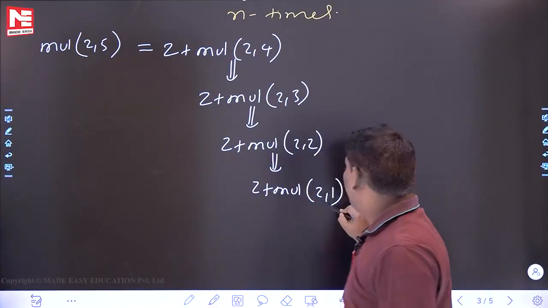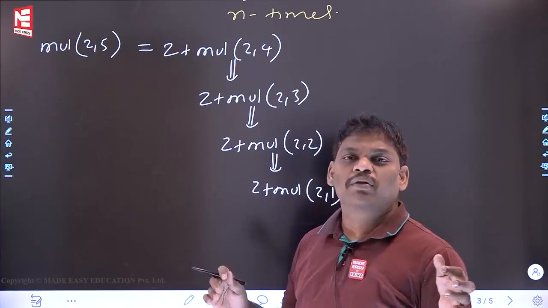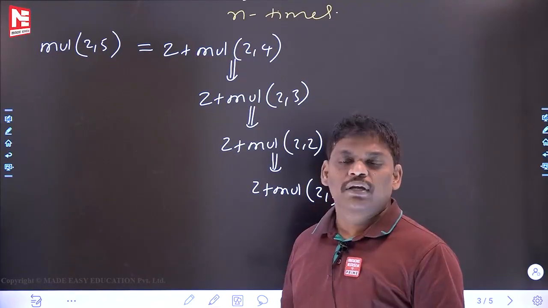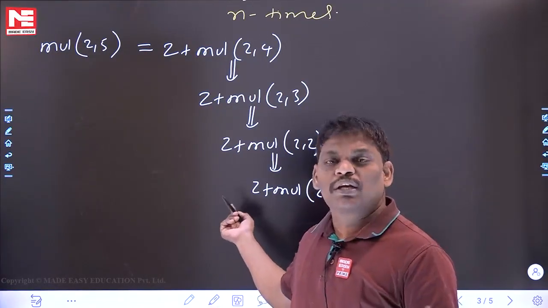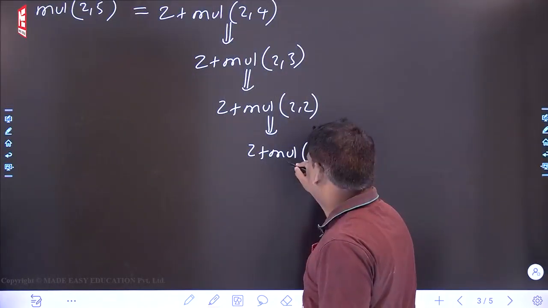Can you help me now? Multiplication of 2 comma 1, everyone. What is the answer? Multiplication of 2 comma 1 is 2 into 1, which is 2 only. If you know this one, you can stop here. If you think, sir, I don't know that also, then you can go further.